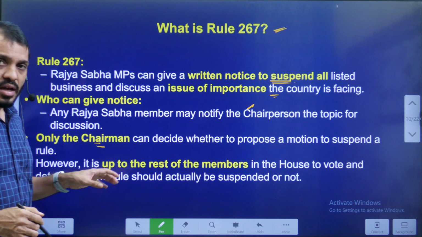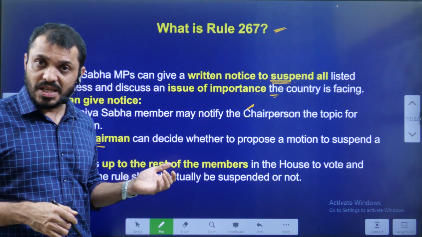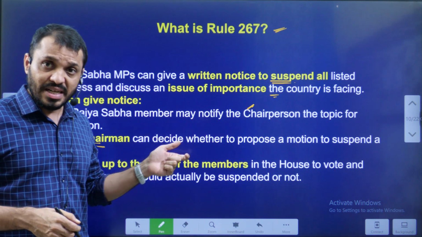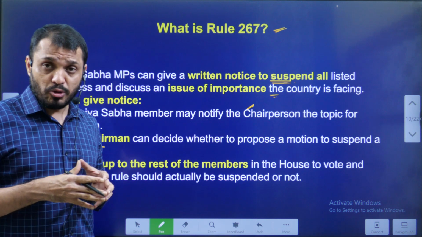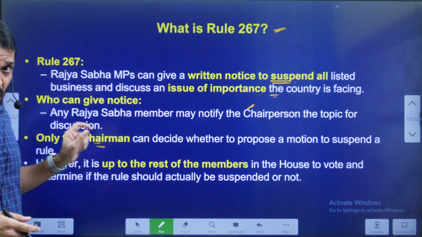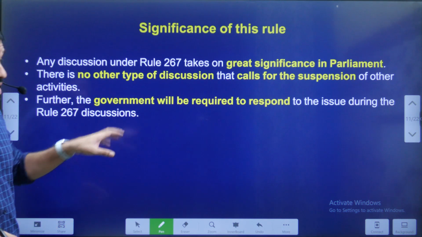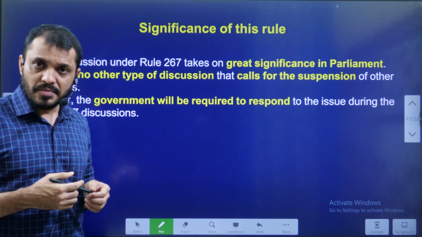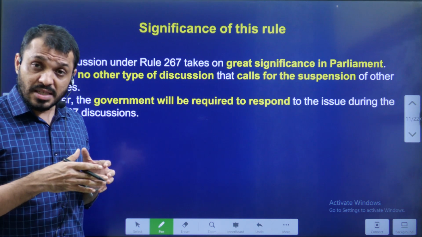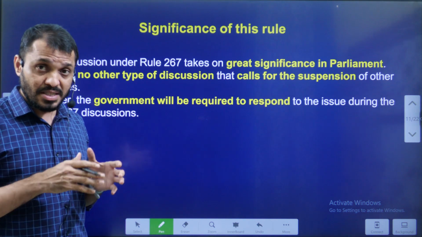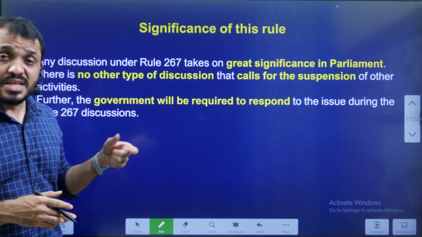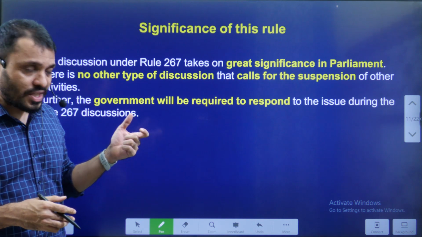Then the chairman has to allow. If the chairman dismisses it, then it will never be introduced before the house. That is the controversy now. Opposition parties claim that the chairman is frequently not allowing motions under Rule 267. The significance, as I mentioned earlier, is that if the presiding officer allows it, the discussion will be taken up by suspending all the regular business of the house. That reflects the significance of the issue, and obviously it will attract the attention of the nation.